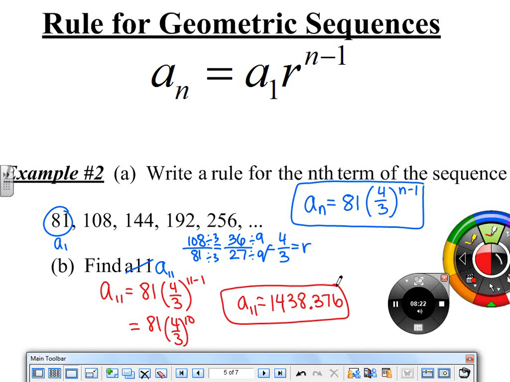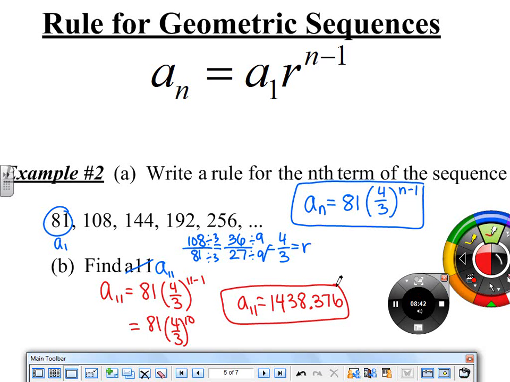Now, you might think, like, that doesn't make sense. Well, let's think about if it does make sense. First of all, it's bigger than where we ended, and the trend was that the numbers were getting larger, but not much larger. So it seems to make sense that by the time you got to the 11th term, you could be at 1,438.